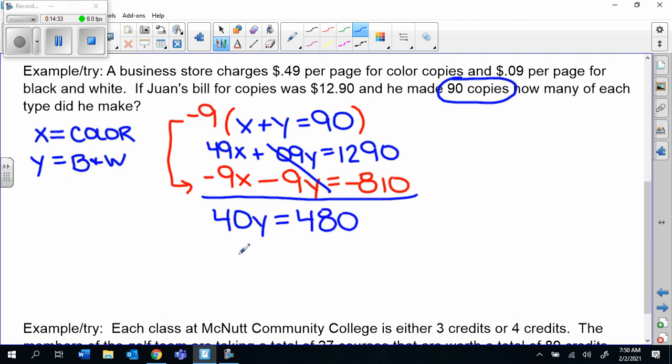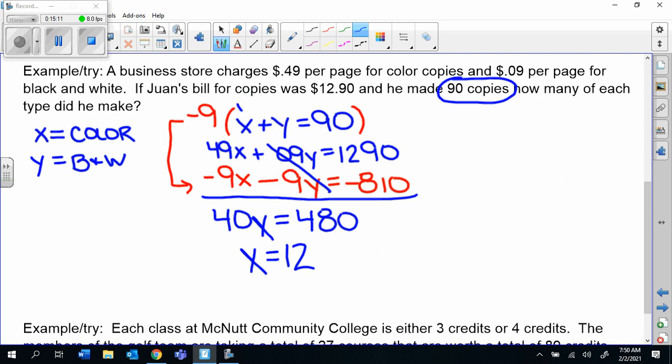Divide both sides of my equation by 40, and x equals 12. Sorry, I was looking at my y answer there. When I did this in advance, I actually wrote the wrong variable down here. I wrote y, I meant x. There we go. So x is 12. Thank you for your patience on that.